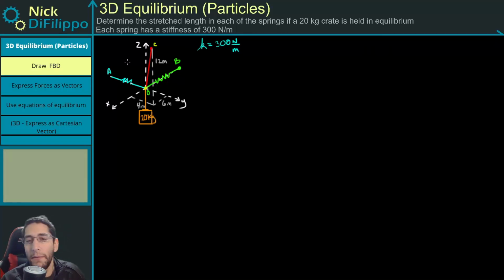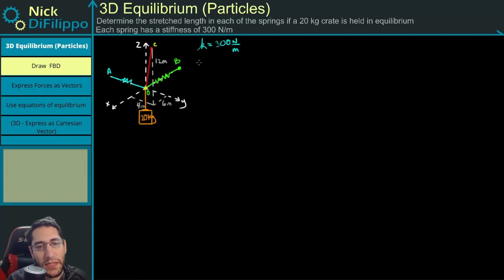Now, how do you go about a problem like this? We're going to follow the exact same steps. We're going to draw a free body diagram that indicates all our forces. Then we're going to make sure all of our forces are expressed as Cartesian vectors. And after we have them as Cartesian vectors, we are going to use our equations of equilibrium. But when we figure out the force in these springs, we're not done.